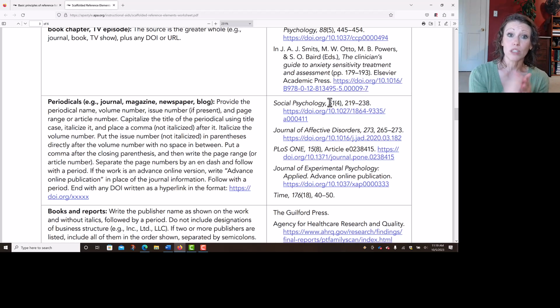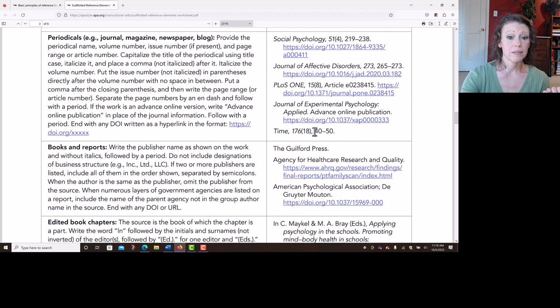Volume number is also in italics. Issue numbers get in parentheses, but they are not in italics, and there's not a space between your volume and issue. Then a comma, and then page numbers. After the page numbers, you put a period and then your link, preferably a DOI. Always go with that if you have one. Use a URL if you do not.